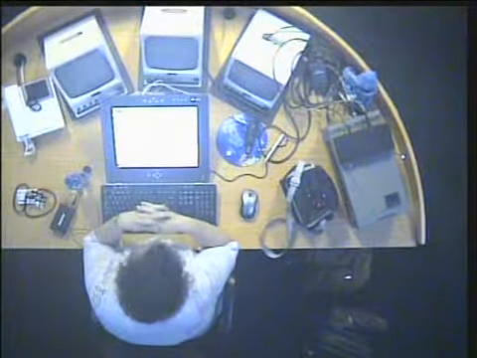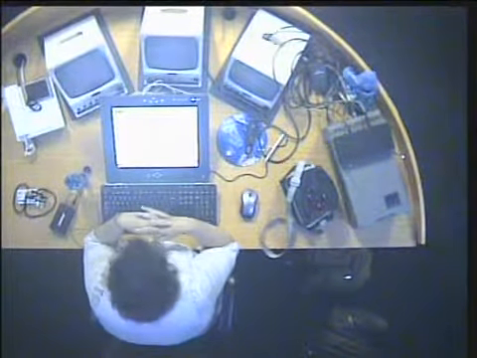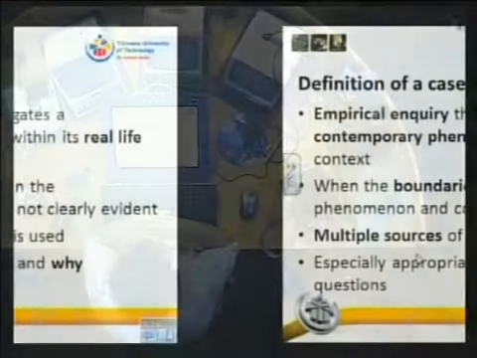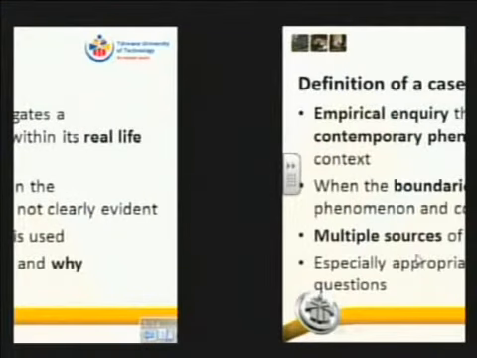And then we use multiple sources of evidence, and we've got a slide just on that. It's especially appropriate to how and why questions. So Anastasia is going to ask, how do you use social networking? Why don't you use social networking? That's the type of question that you can use.